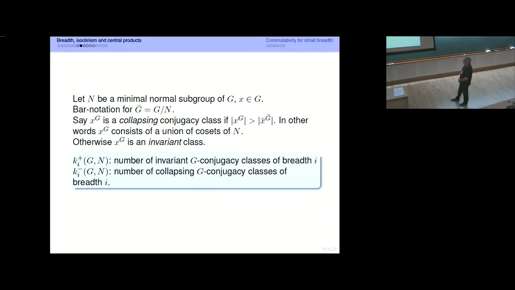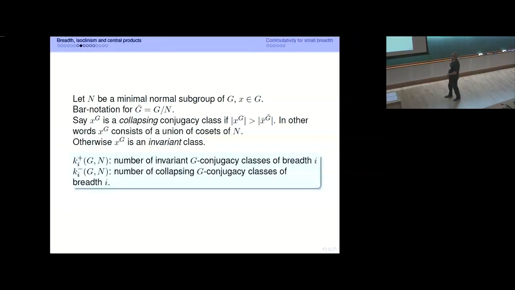Now, we want to construct something. We want to make some constructions with this idea, with these very simple definitions. Take a minimal normal subgroup of G, a normal subgroup of order P, and take an element X of G. Now, the conjugacy class of X will collapse if, going to the factor group, it reduces its size.